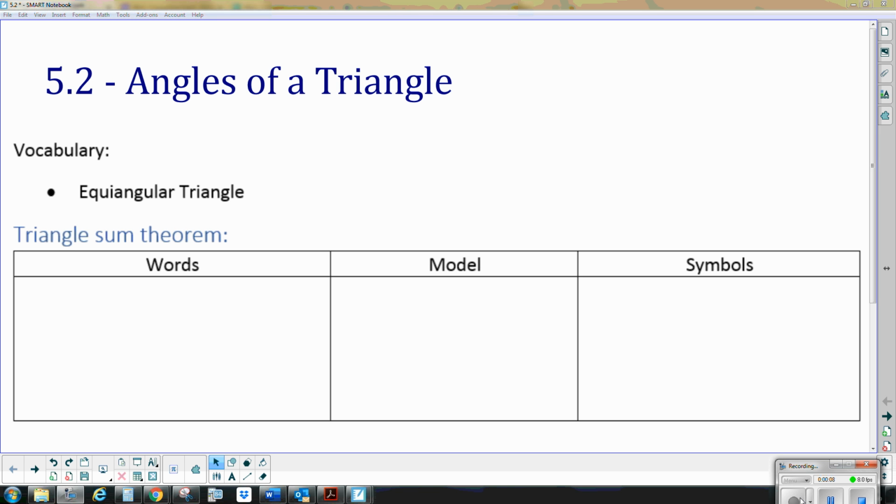So first we have a new vocabulary term, and our new vocab term is equiangular triangle. In the last lesson we looked at equilateral triangles, but this lesson is focusing on the angles of a triangle. An equiangular triangle means that all three angles in a triangle are congruent. All of the angles are equal.